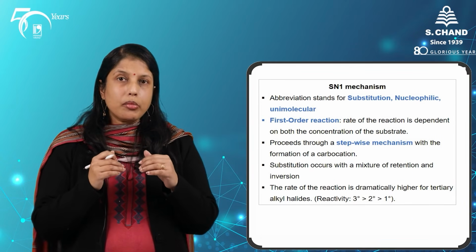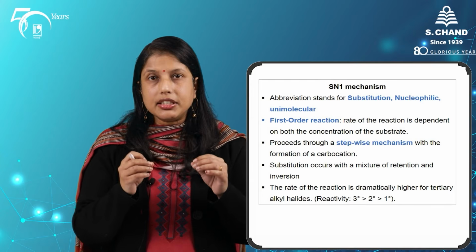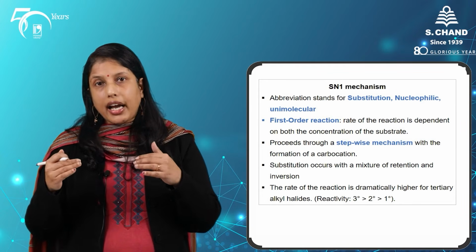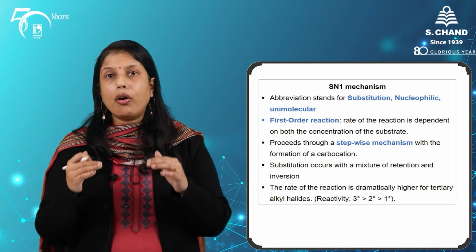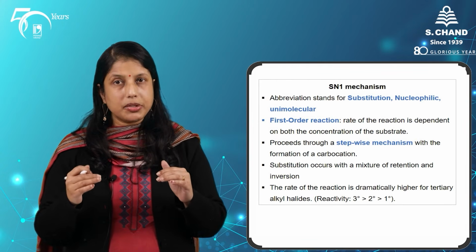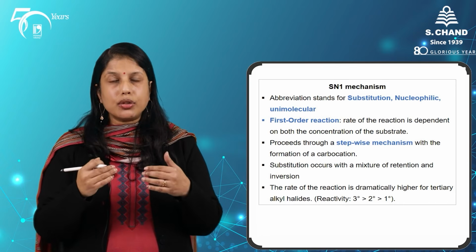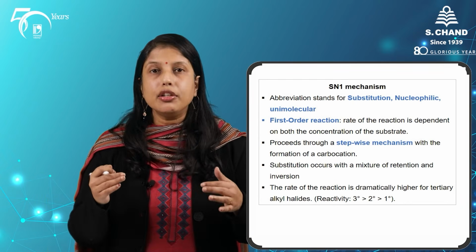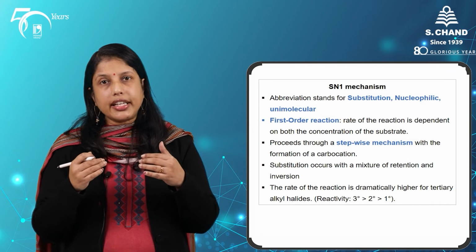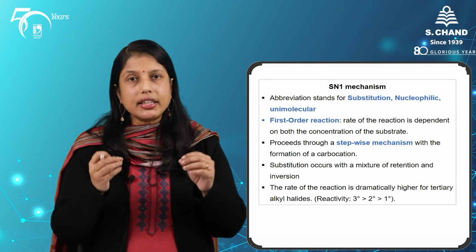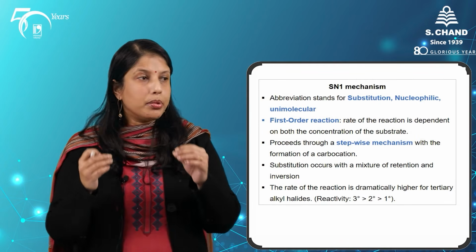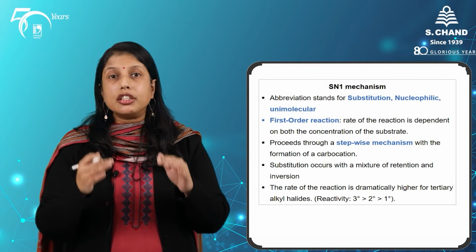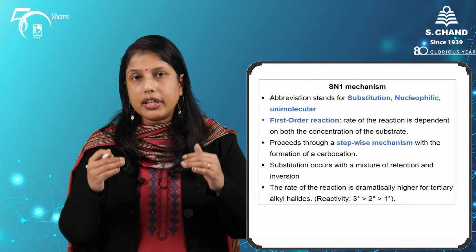Here, unimolecular means that in the rate determining step, the rate of the reaction is dependent only upon the concentration of our substrate. And when we look at the mechanism of the reaction, you will notice that the reaction takes place in steps with the formation of a carbocation. And that is why tertiary alkyl halides undergo reactions the best in this SN1 mechanism. So let's quickly look at how this reaction proceeds.